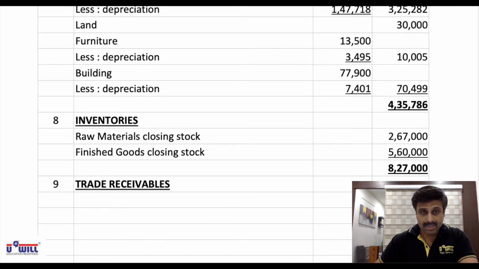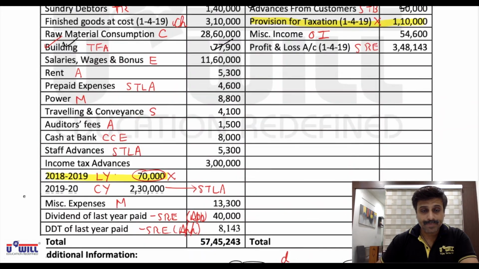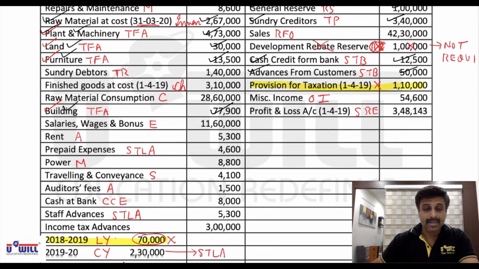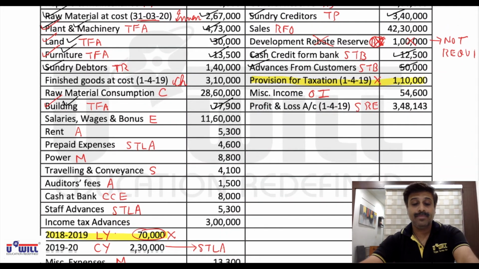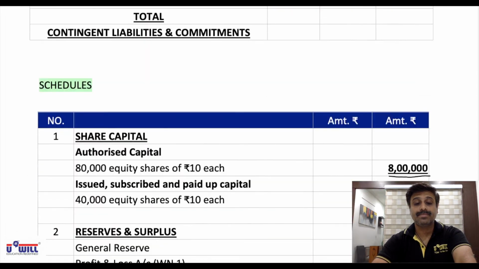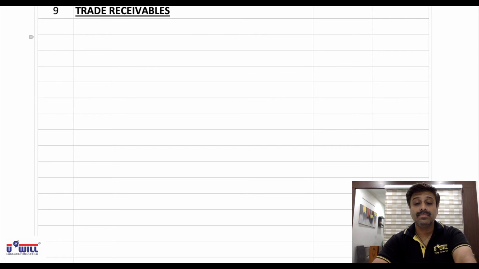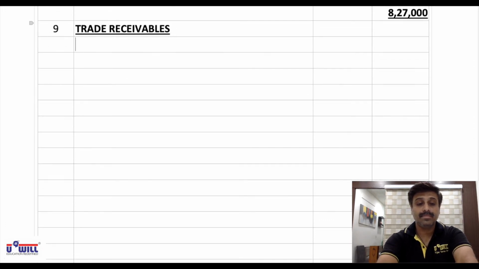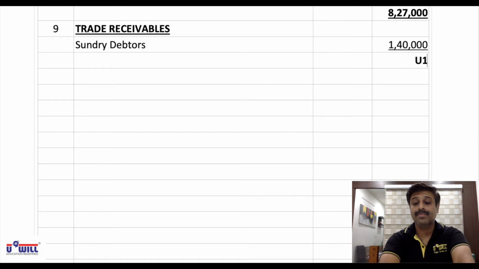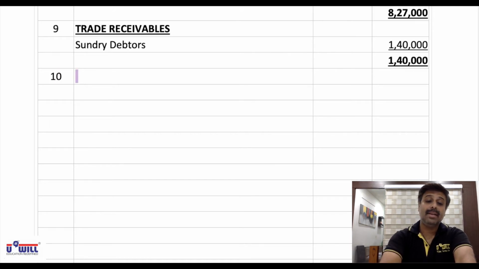Look at trade receivables, TR marked items. Sundry debtors 1,40,000. That itself is the total. We don't have other items of trade receivables. Then after trade receivables, we will have cash and cash equivalents.